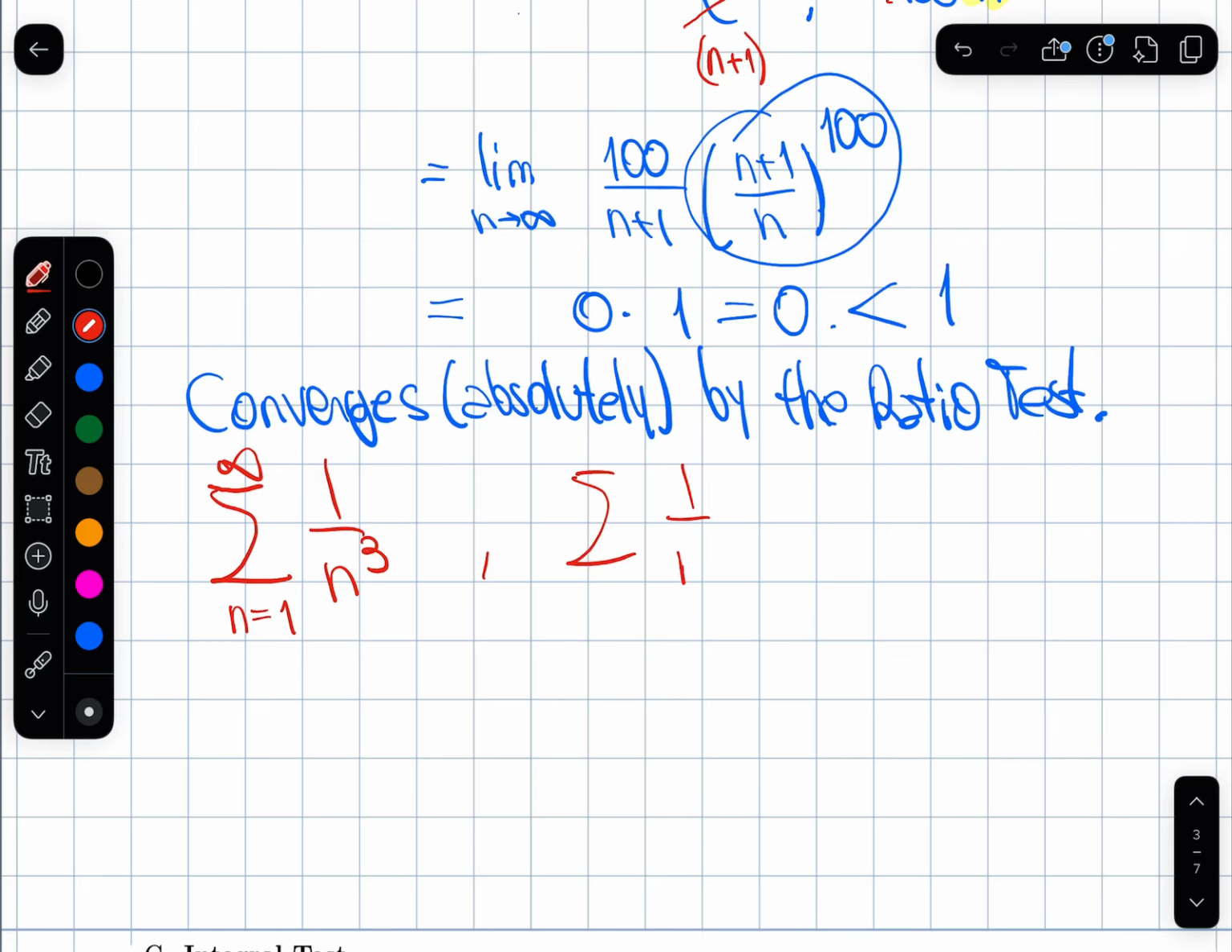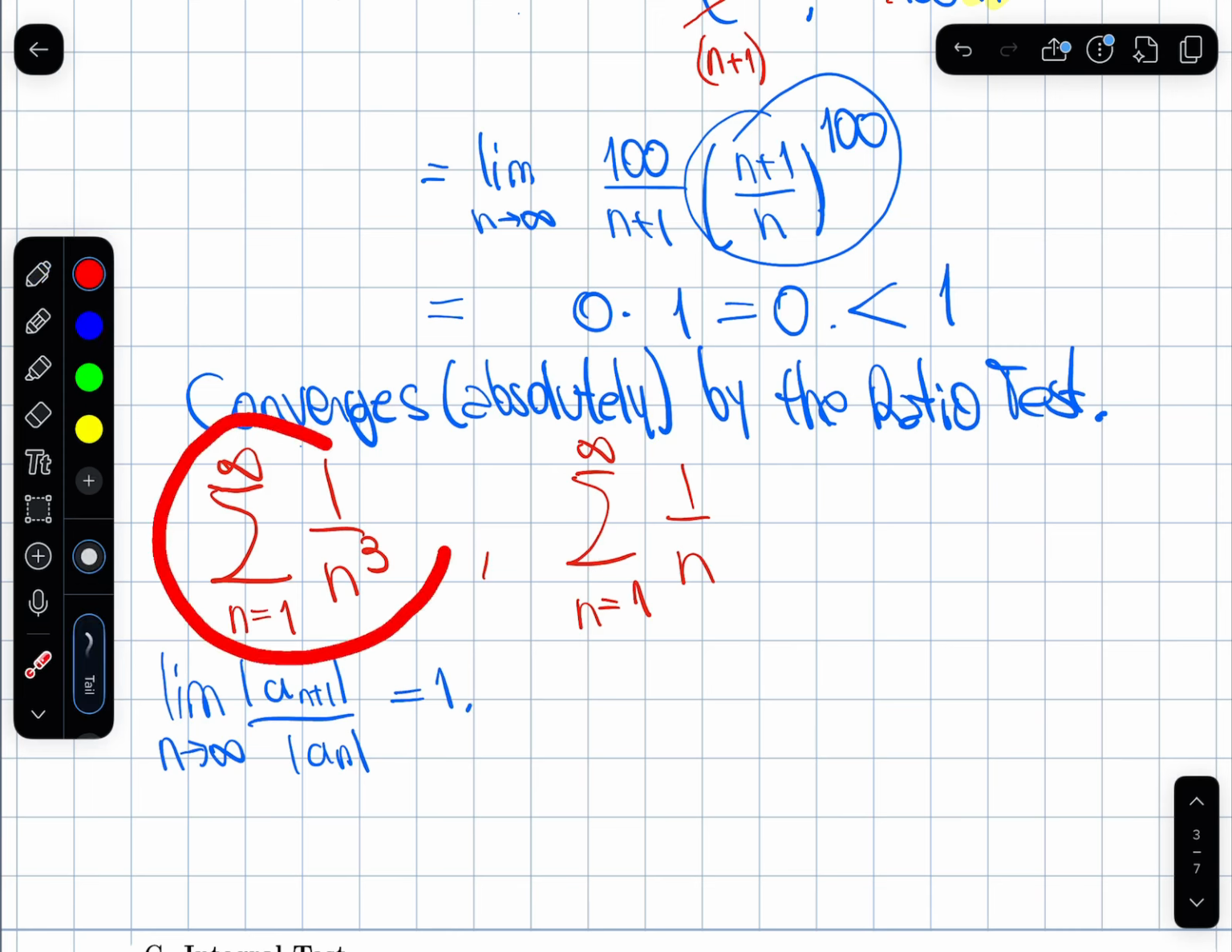And this is also not a good idea to use the ratio test with. If you do, and I'll let you figure this out yourself, if you do both limits for both series that I wrote in red, both of them will be 1. So the test is inconclusive. This one converges because it's a p series, p equals 3. This one diverges because it's the harmonic series. So really think about whether the ratio test is the best decision for you.